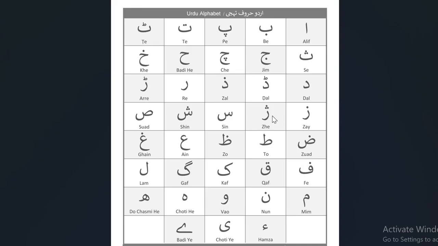Okay, so these are the Urdu alphabet, and just like in English, the letters are put together to make words. I'll give you a small example here. Look at the first two letters.